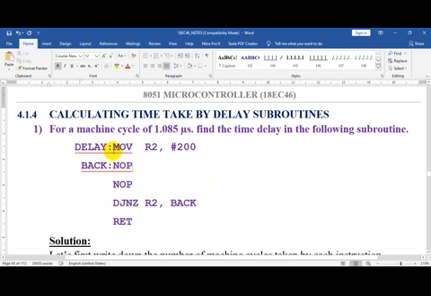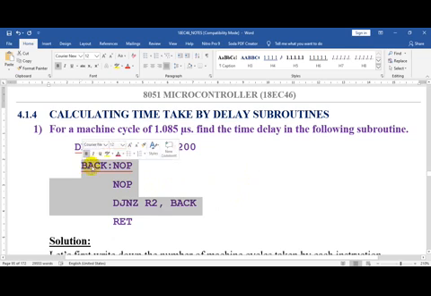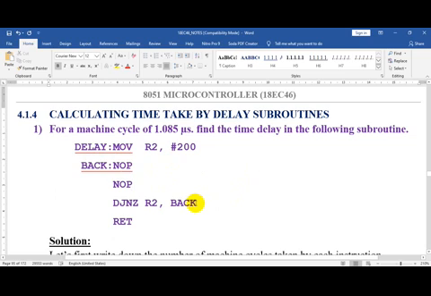Now in this example, if you see, you have got a loop. So when you have got a loop, you should first calculate the time taken by that loop. In the delay subroutine, the first instruction is MOV R2, #200. Remember, this is decimal 200. Then we have one NOP instruction, the second NOP instruction, then we have the DJNZ instruction.